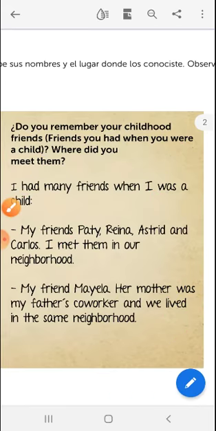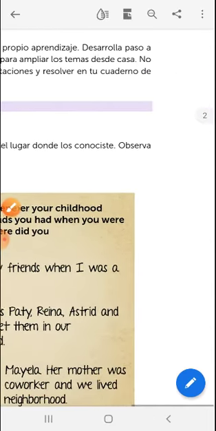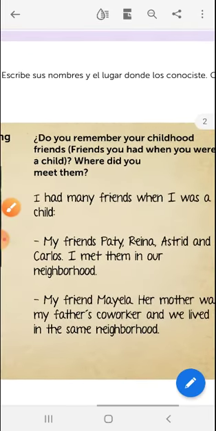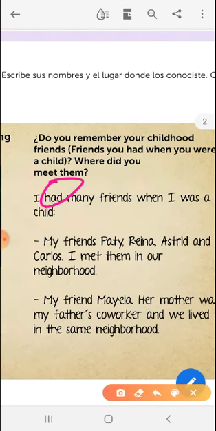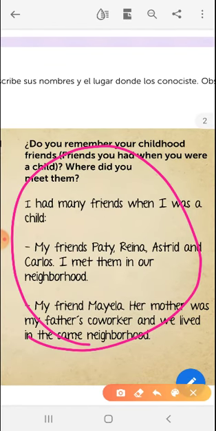And what we are doing here is to write. Lo que hacemos ahorita es escribir. Write the names, los nombres y el lugar donde los conociste. Your friends from the childhood, okay? So for example, I had many friends when I was a child. My friends, Ricardo, Manuel, and Carlos. I met them in the neighborhood, okay? My friend Mayela. Her mother was my father's co-worker, and we lived in the same neighborhood, yes? Attention to this part. You're going to have to write, vas a tener que escribir, using this example, utilizando ese ejemplo, about your friends from the childhood, de tus amigos de la infancia.